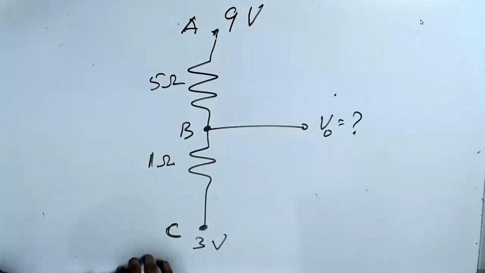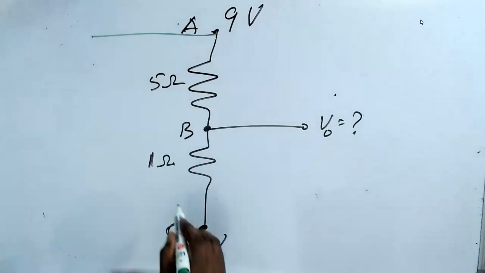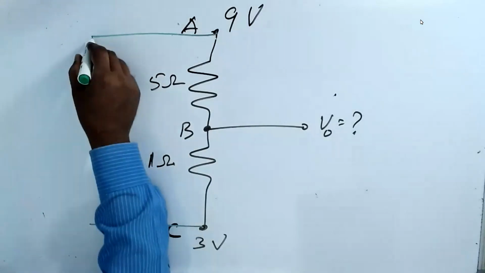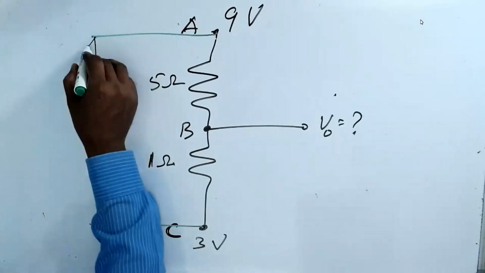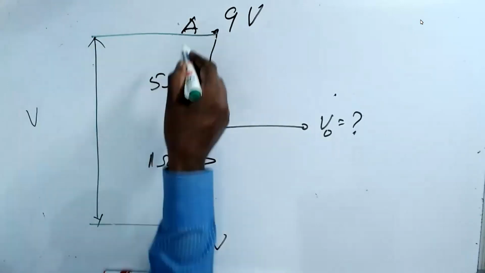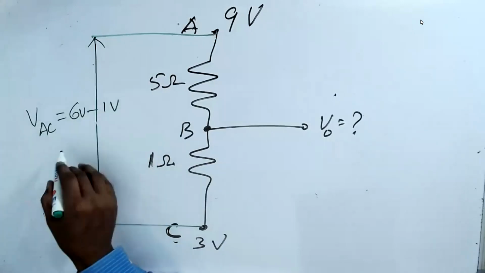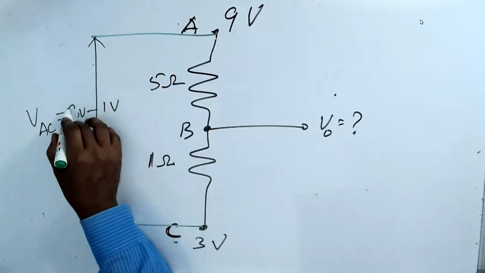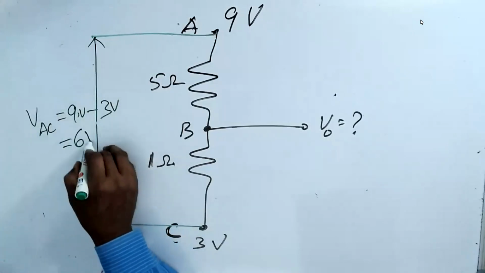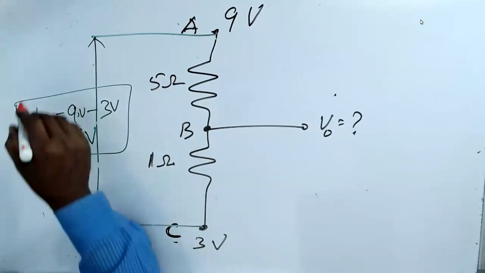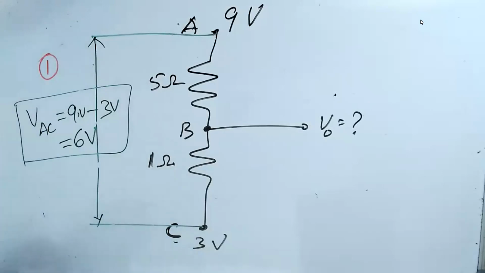Now I do step 1. Step 1 is very simple. I make these 2 points, the voltage difference, voltage across A and C. So 9 volt minus 3 volts is equal to 6 volt. This is step 1. If you don't understand step 1, let me know.